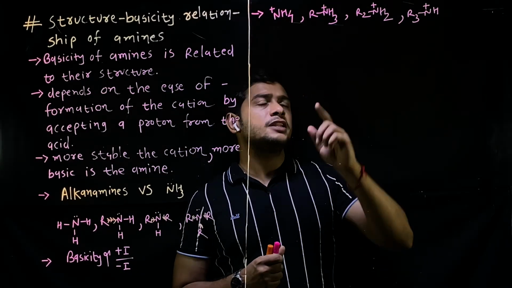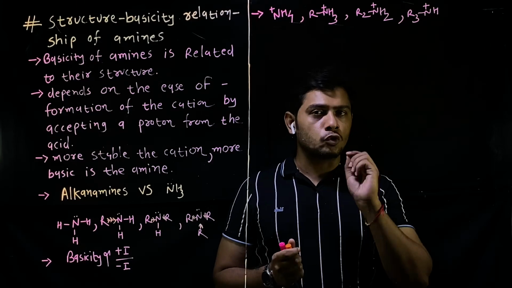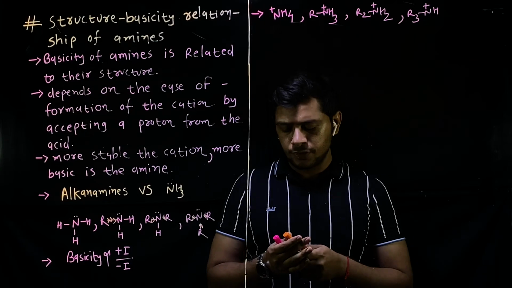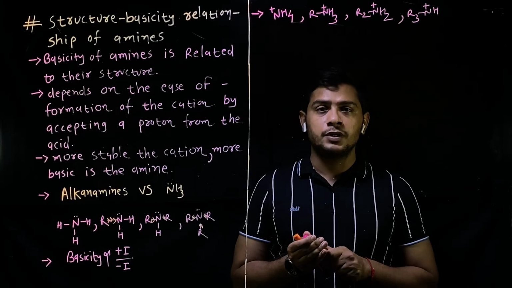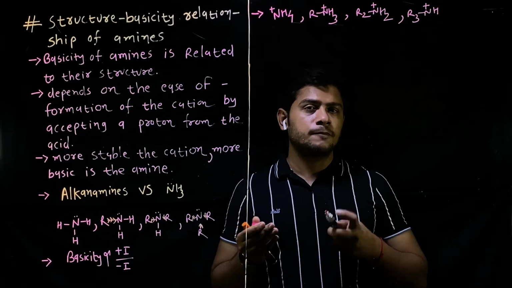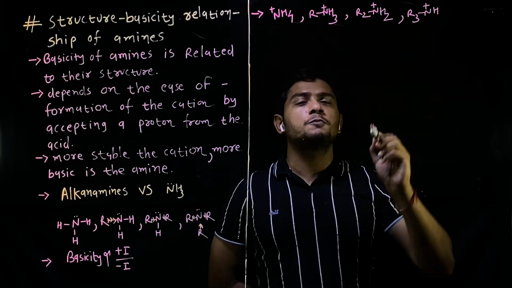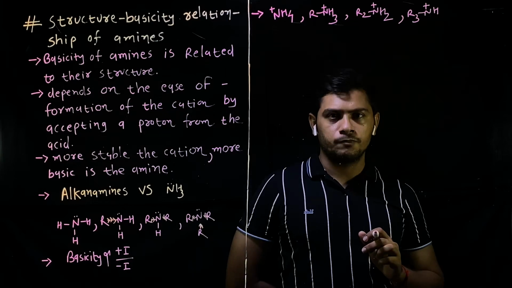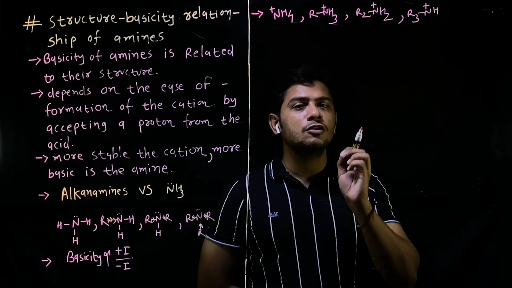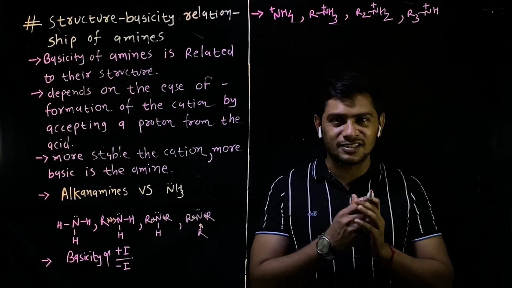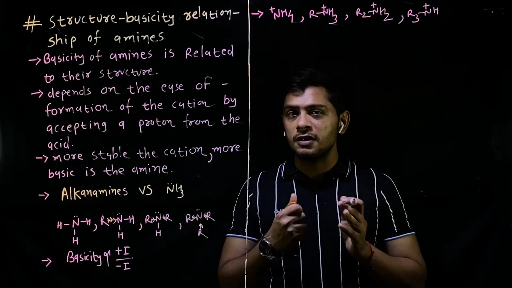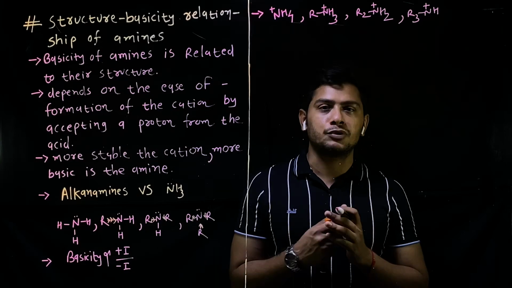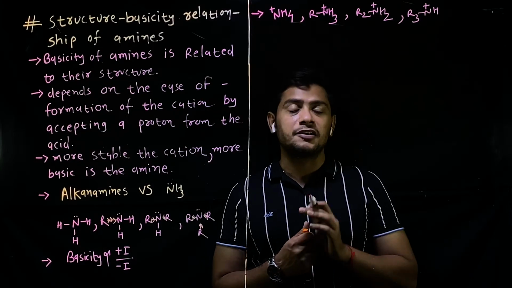But if we see the structure of protonated secondary and protonated tertiary amine, we can see that this positive charge will maximally disperse because of the presence of 3 alkyl groups. So as the dispersion of positive charge increases, it will become stable, and as the stability of positive charge on nitrogen increases, basic strength increases.